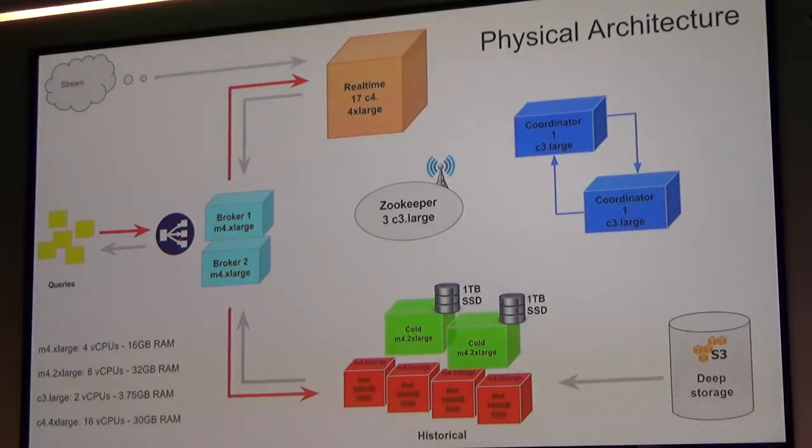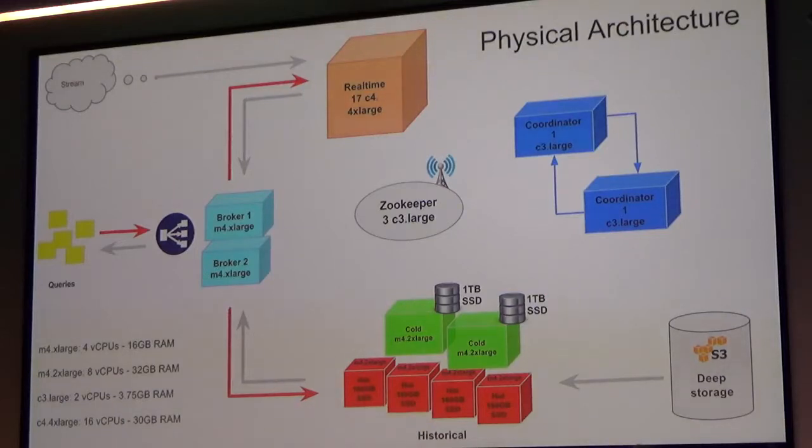We have a round robin between our clients and our brokers, which distributes our queries evenly to our two brokers. We are using 17 C4 4X large for our real-time nodes, so 16 CPUs and 30 gigs of RAM. We needed a lot of computational power here because the aggregation process is really CPU intensive, and at the same time you need to be able to query this data very fast. That's why we have 16 cores per machine. We don't need that much memory because we are only holding one hour of incoming data in those real-time nodes. So our segments are pretty small and they easily fit in memory.